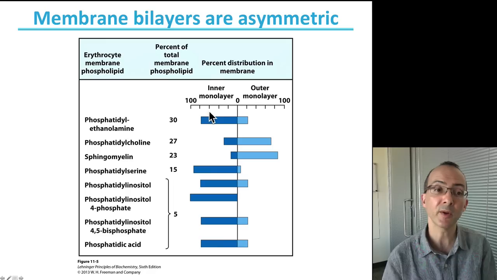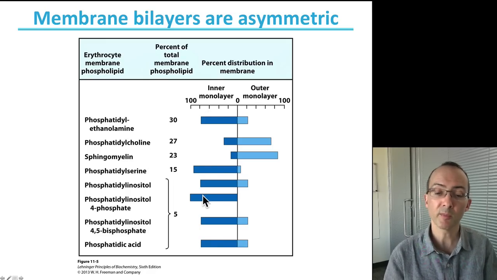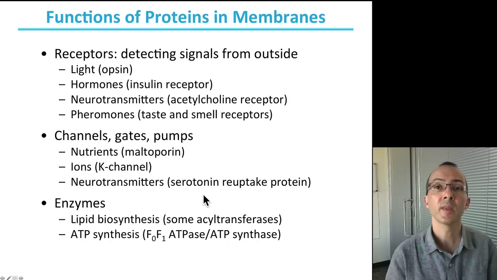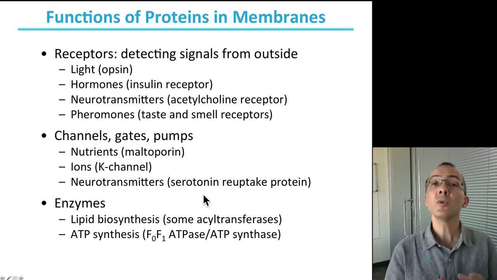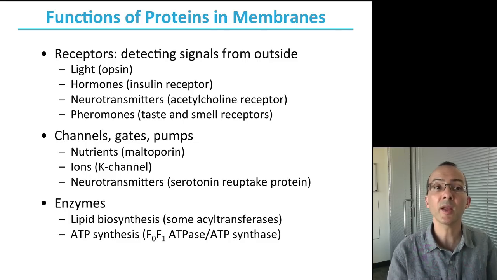Phosphatidylethanolamine, for example, is found on the inner leaflet, and phosphatidylserine, which we mentioned. There's a number of other examples here. Now, the proteins that are embedded within membranes have particular functions. So receptors, for example, detect signals from outside the cell. These can be hormones or neurotransmitters or pheromones.